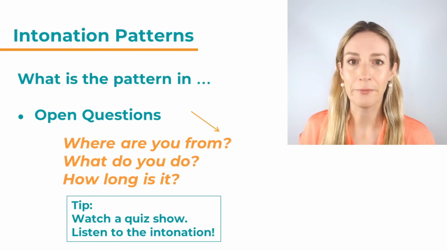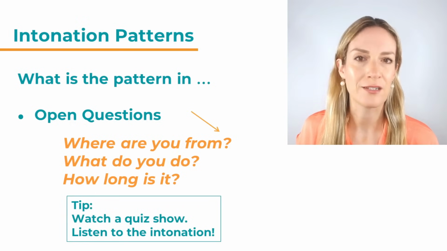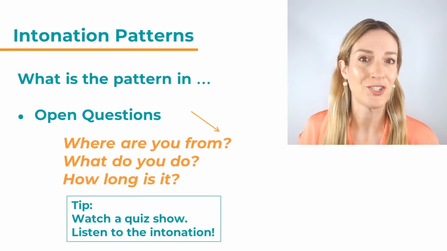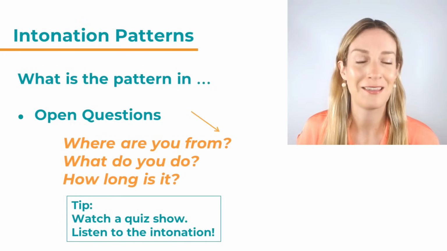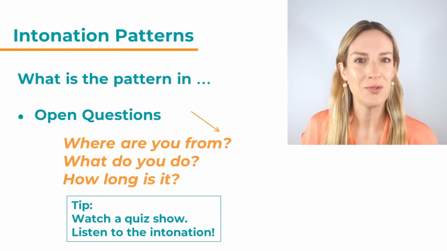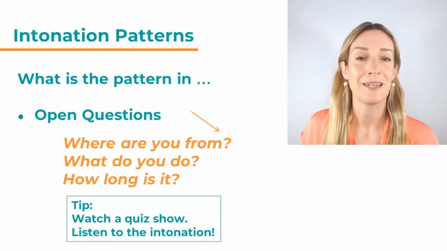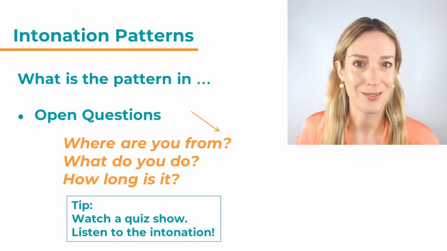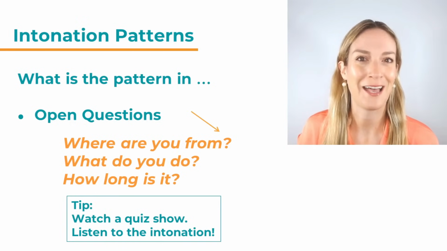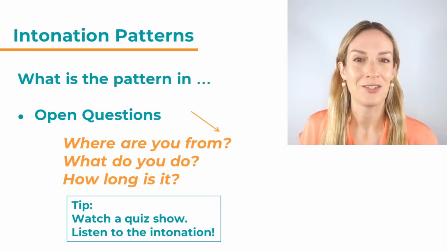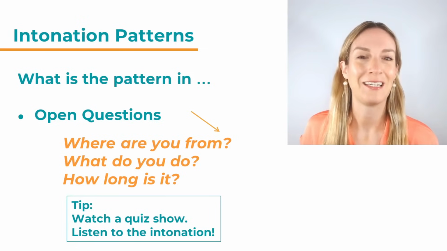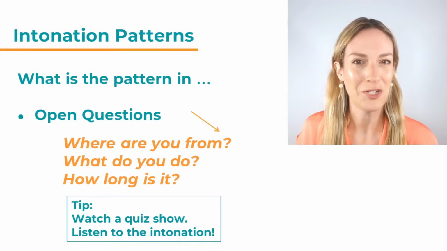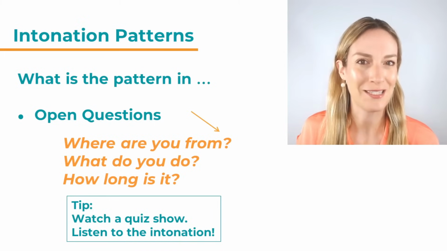Now, I've got a little tip for you here. If you found this difficult to hear and you would like to hear some more examples, you could just simply watch a quiz show like University Challenge, Mastermind. There are many quiz shows. In most quiz shows, the candidates are asked open questions and they need to give information as an answer. And the showmasters are doing quite a good job showing falling intonation in those open questions. So watch a quiz show if you would like to see some more examples.